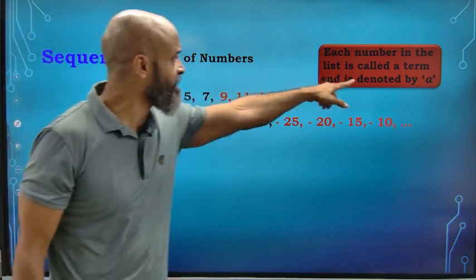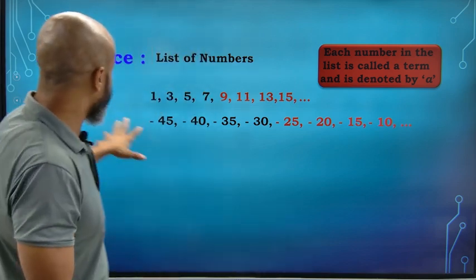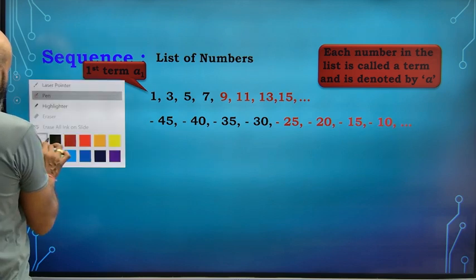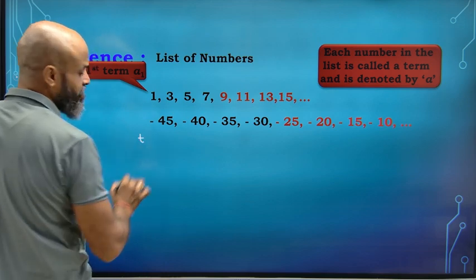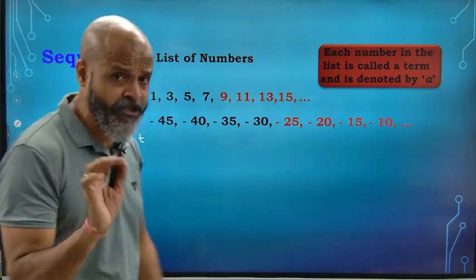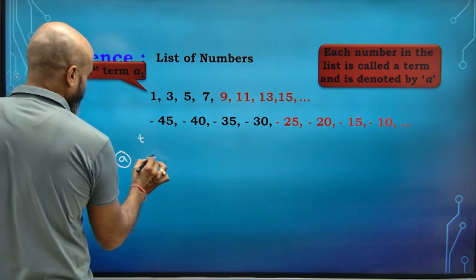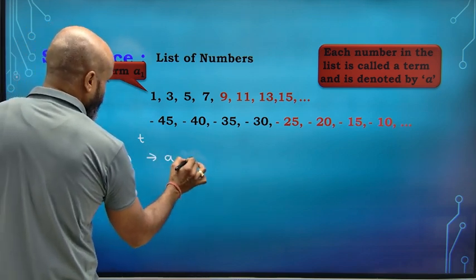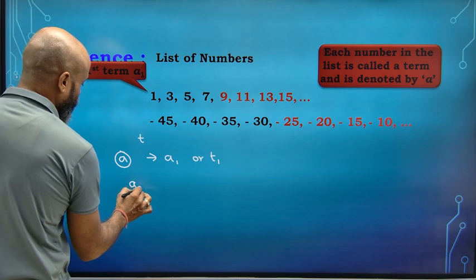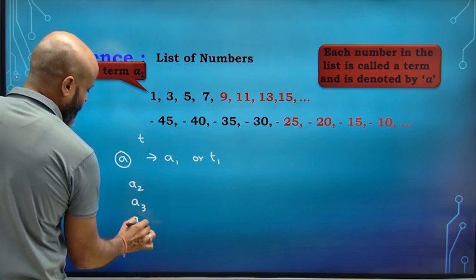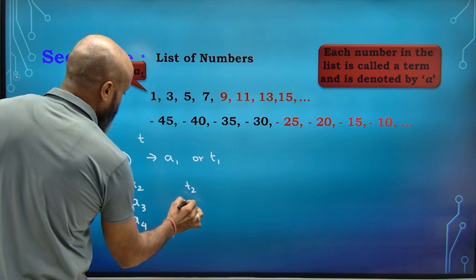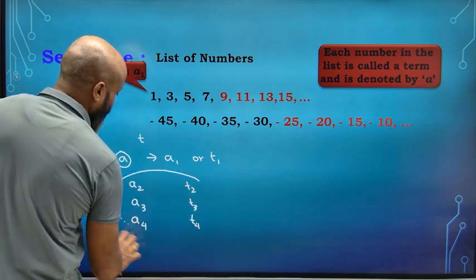Each number in the list is called a term and is denoted by A. In many books, let's say in Maharashtra State Board, this is denoted as term T. The first term is always denoted as A, or it can also be written as A1 or T1. The next term is denoted as A2, the next term A3, A4, and so on. In Maharashtra State Board or in many other boards, it is denoted as T2, T3, T4. Whether it is A or T, it means the same thing.